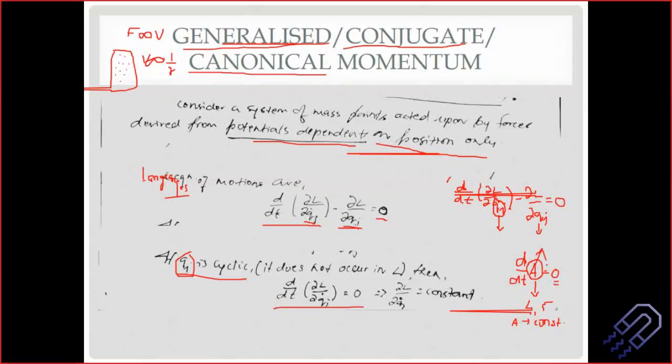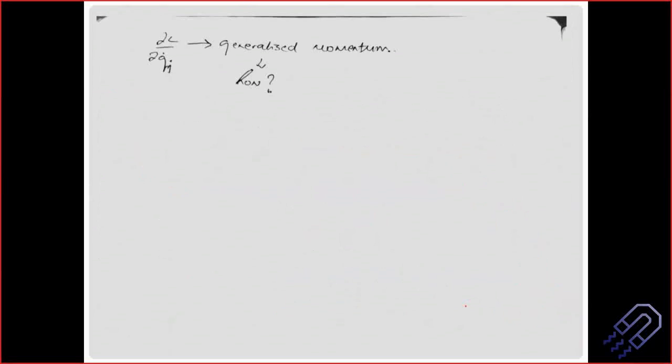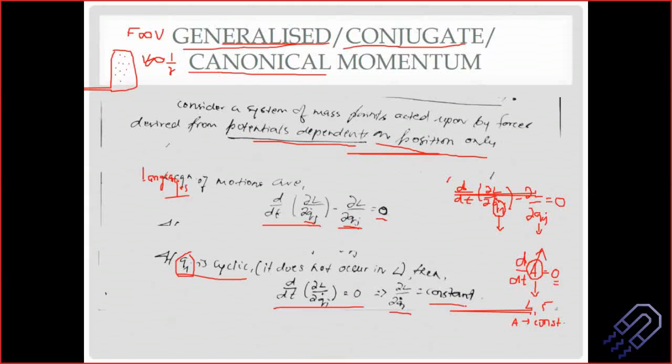This is why we say that ∂L/∂qj dot is equal to a constant. Okay, not zero, constant. So this is called the generalized momentum. This term is called the generalized momentum. Maybe I can just write it here so that we are all clear. So this is called the generalized momentum. Okay, so this is the generalized momentum.